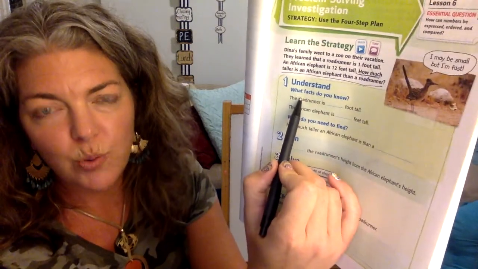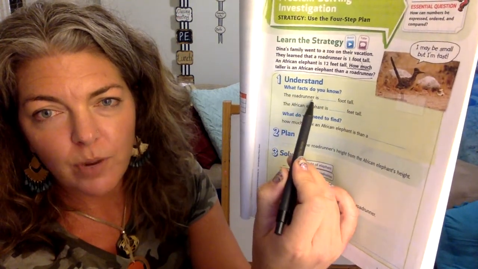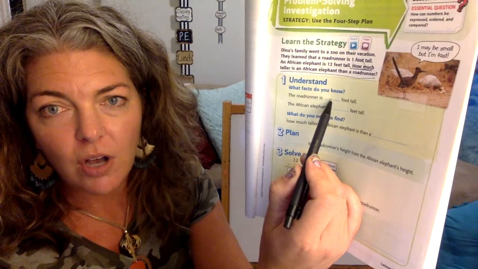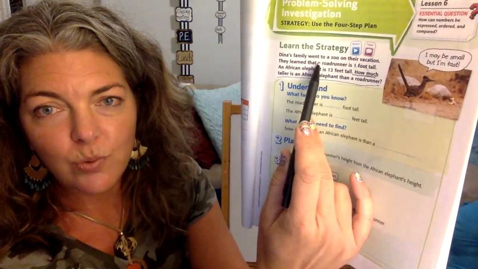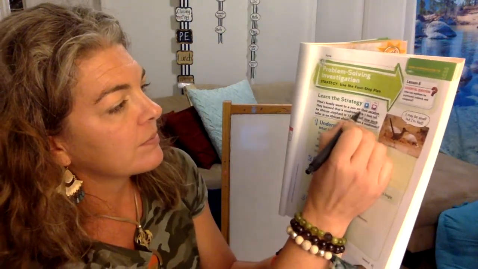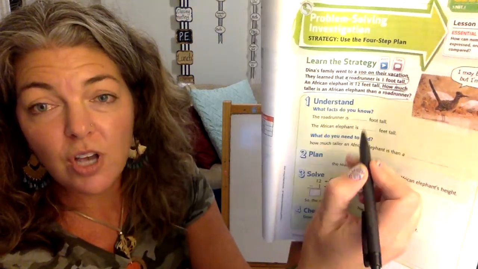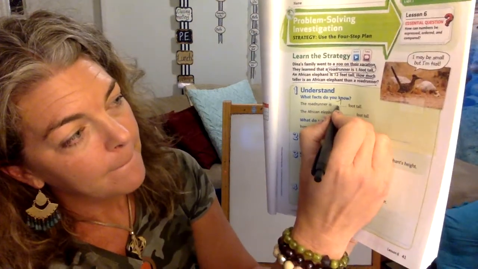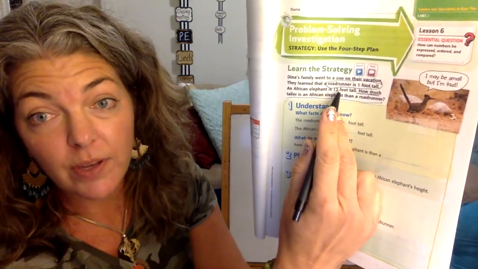What facts do we know based on this information right here? What do we know? The roadrunner is how many feet tall? Find that in there. How tall is the roadrunner? Do you see it? There it is. The roadrunner is 1 foot tall. Circle it in your book. The roadrunner is 1 foot tall. Let's write it down. We know that because it tells us right there. We didn't have to guess.